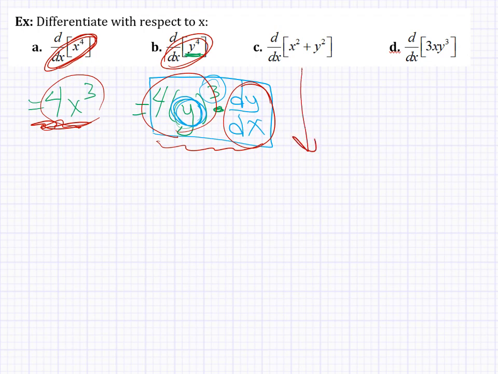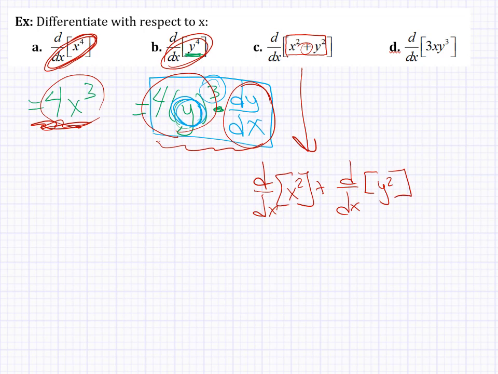So if I want to take the derivative with respect to x of this whole thing, well, all our derivative rules still apply. So this is a sum. So what I'm going to do is I'm going to take the derivative with respect to x of x squared plus the derivative with respect to x of y squared. Now, in taking the derivative with respect to x of x squared, it's a lot like this first one, and I would just get 2x.